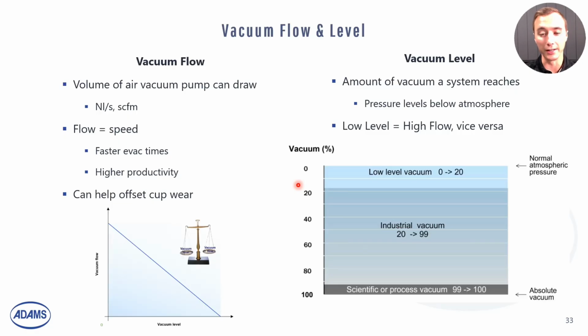It starts to slow down, and it takes more time and energy to evacuate that last bit of air to reach deeper vacuum levels. This graph on the right is a good visual to see the different levels of vacuum from 0 to 20%. That's just low level vacuums. That's probably what your vacuum cleaner at home is running at. And then industrial vacuums are 20 to, we'll say, 99. You're typically quite a bit lower than that, but it can be up to 99%.